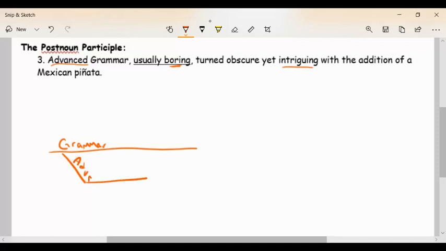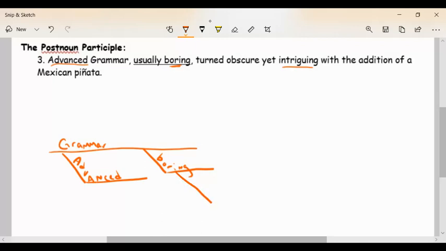The reason we're bending that is because, remember, it's the verb to advance. So it's in a participle form, so I get to bend it to the line. This is advanced. It's part adjective, part verb. So advanced grammar, and then here's my other word describing it, which is boring. So just like I used the words old and stubborn for my last sentence, I'm using boring for this one, and it comes from the verb to bore. So therefore, I have to bend it like a participle, and it's usually boring.